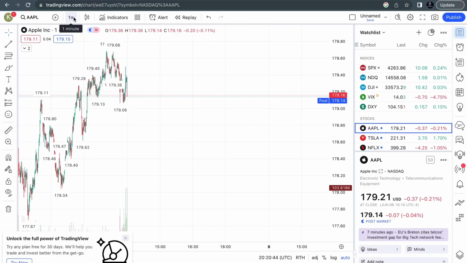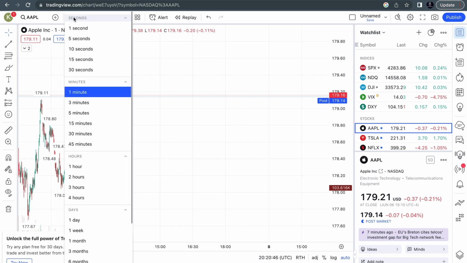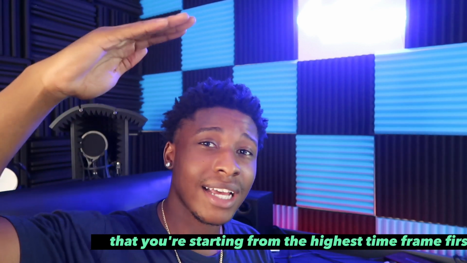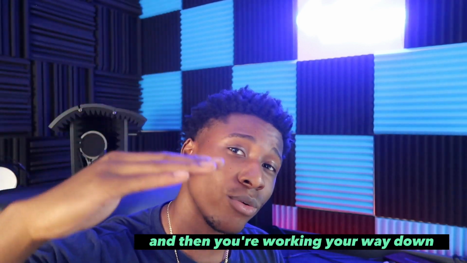Say if you are binary trading options and you're trying to trade for just 1 minute time frames, you want to be scouting on the 1 minute time frame or the 3 minute time frame. If you are scalping, you want to make sure that you're starting from the highest time frame first and then you're working your way down.